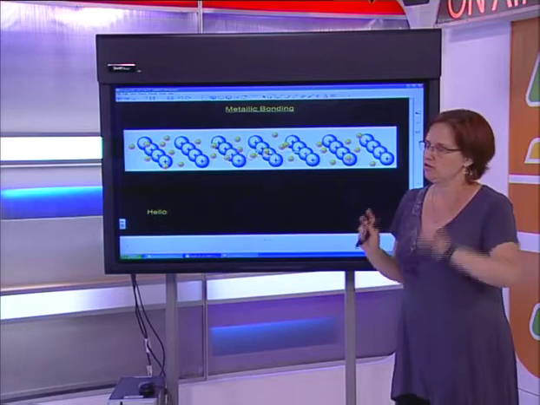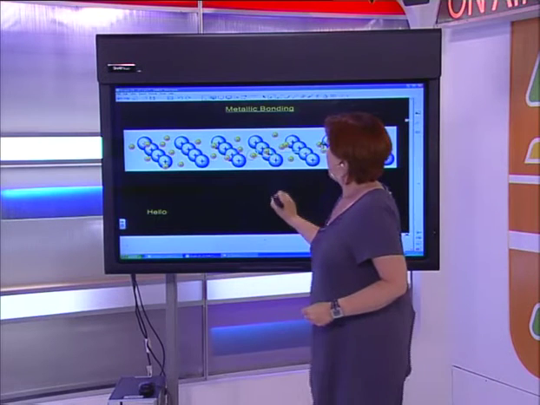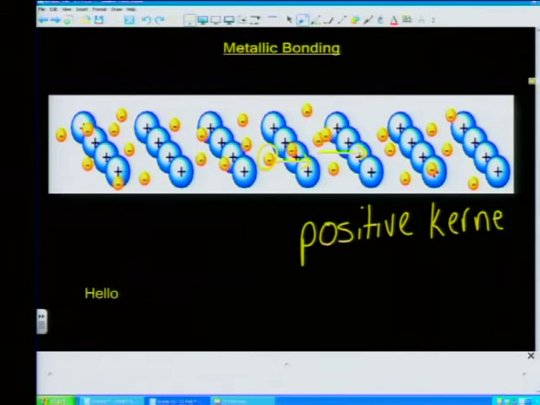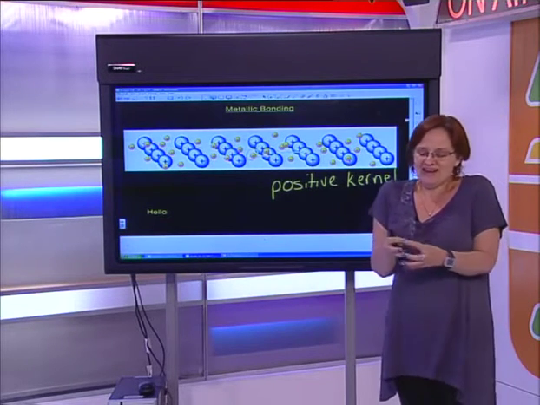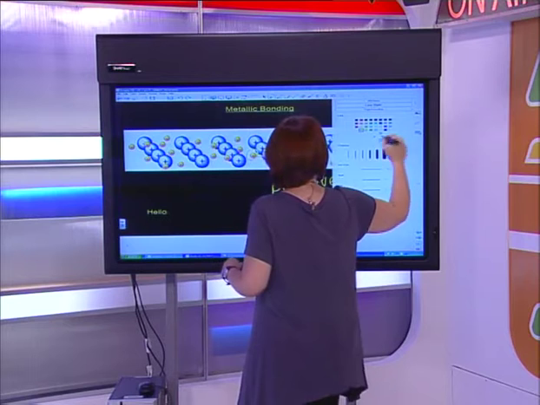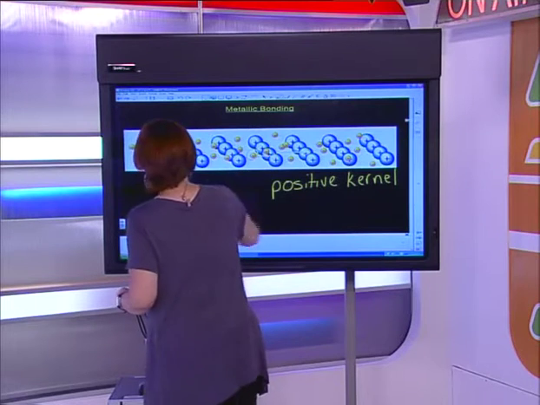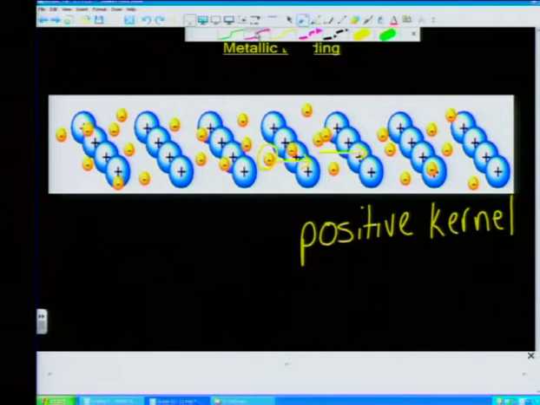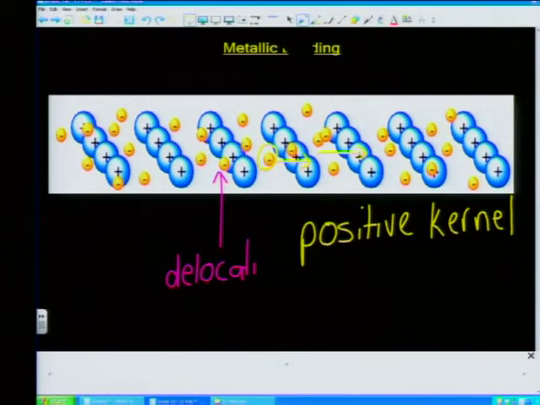But you've got to get this. The nuclei are stuck in place. It is often described as a positive kernel. That means it's a positive set, and that's the nucleus plus the first couple of energy levels. And then we have, and now this is quite an important word, these electrons, very important word, are known as delocalized electrons.